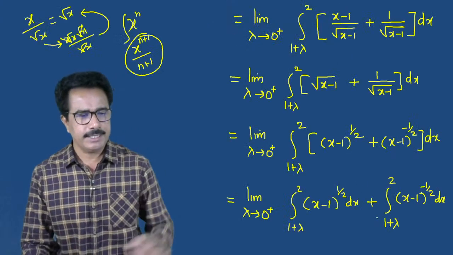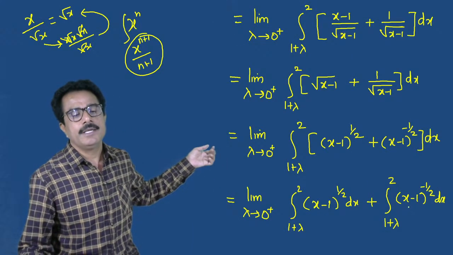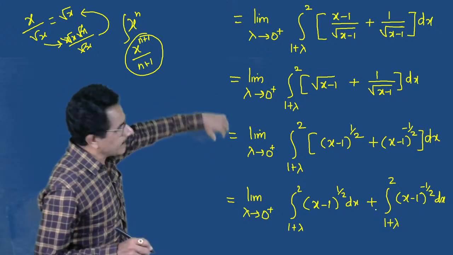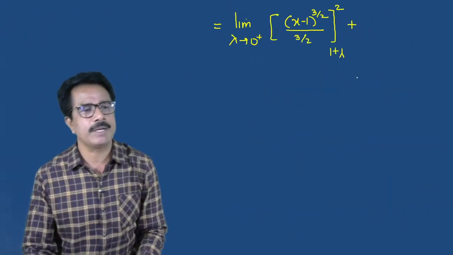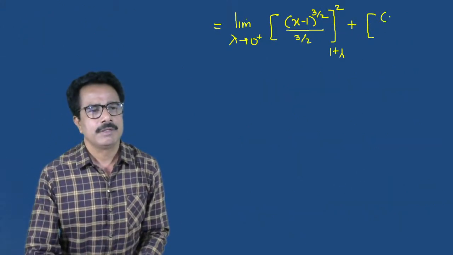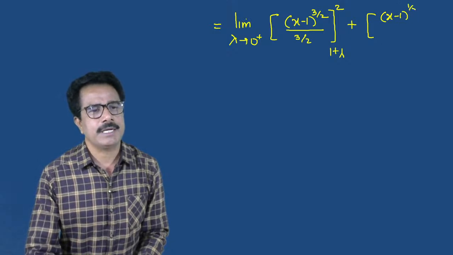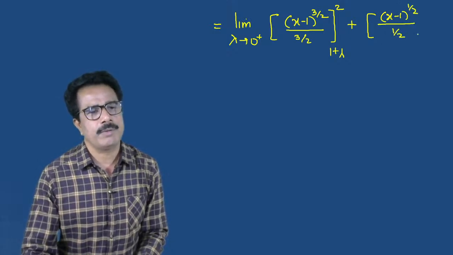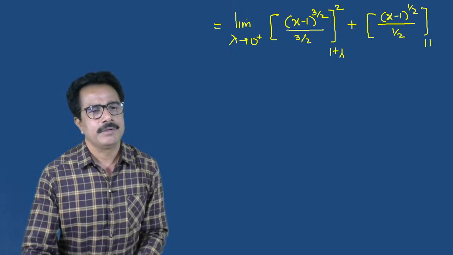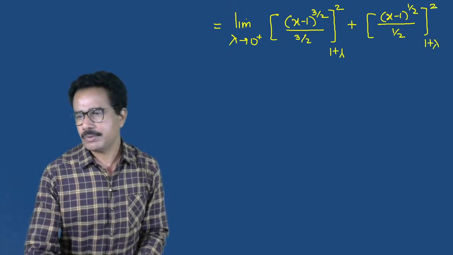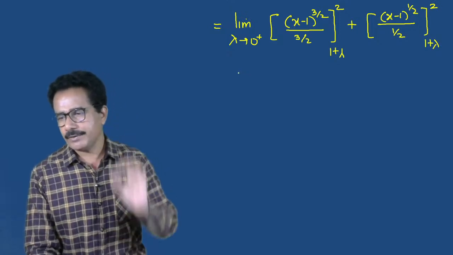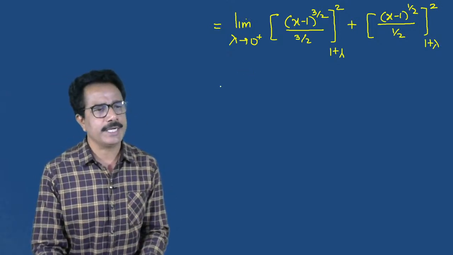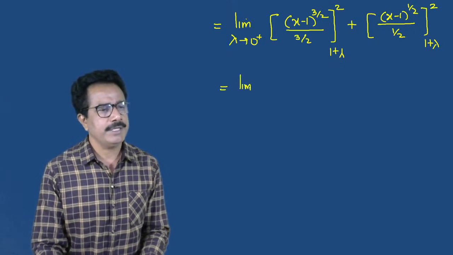Plus the integration of the second factor, x minus 1 bracket raised to minus 1 by 2, minus 1 by 2 plus 1 means again it is 1 by 2, x minus 1 bracket raised to 1 by 2 upon 1 by 2 over the limit 1 plus lambda to 2. Okay, बरोबर आहे पृथ्वीराज जाधव, very good. सीमा ठाकुर. So we can write this limit lambda tends to 0 positive.